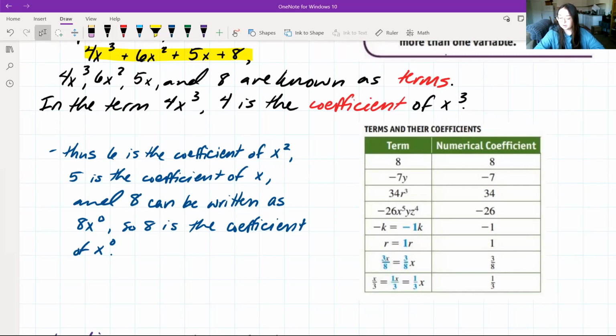So then we have a chart here with some terms and their coefficients. So we see that a constant would be its own coefficient, and then just any number that we see being multiplied by a variable would be our coefficient in that case. So we just have some examples here of some coefficients within their terms. So you can go ahead and pause the video if you'd like, if you want to look through those.